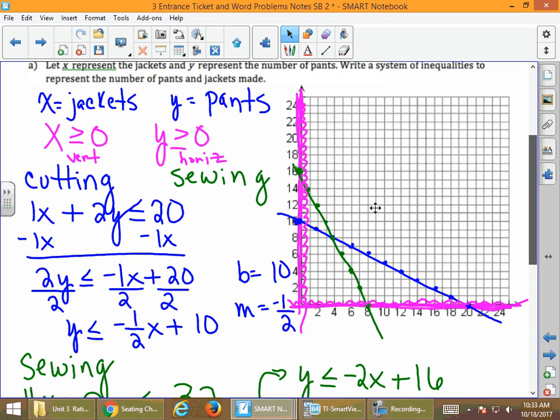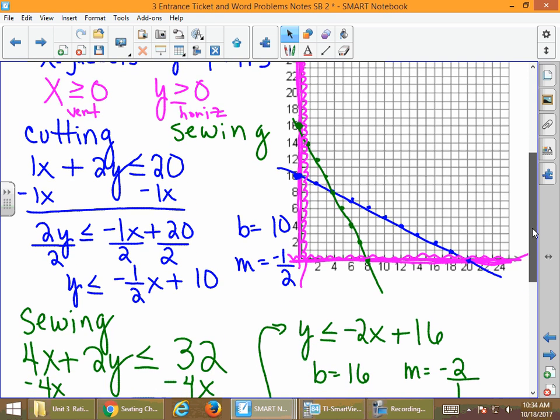But for our blue line and our green line, I'm going to squeeze it in here. But let's pick the value of 0, 0 here on our graph.